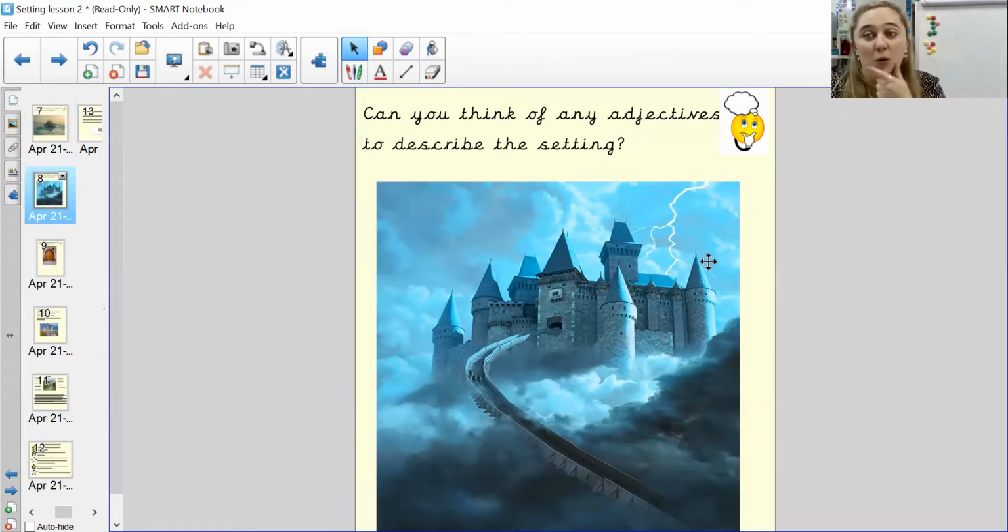So I thought we could use the word striking for the lightning, because it is striking, isn't it? Across the sky. And also winding to describe the staircase, winding staircase. Well done. If you like any of these adjectives, make sure you remember them, okay?